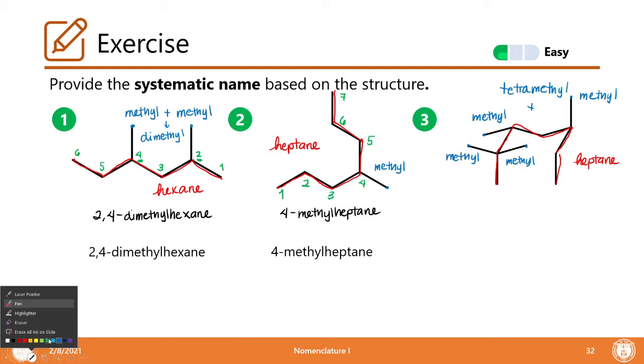And now what we want to do is our numbering. It seems that if I start from this left-hand direction, I will be getting smaller numbers for our substituents. So I'll start here. 1, 2, 3, 4, 5, 6, and 7. So you have 2, 3, and 5. If I started here, I would have gotten 1, 2, 3, 5, 6. So that would be too high. So you have to start from the left direction.